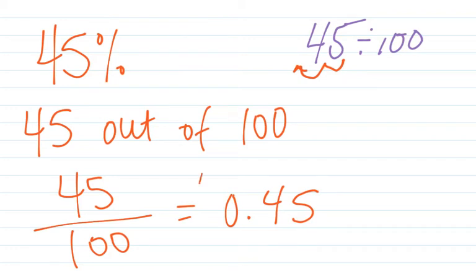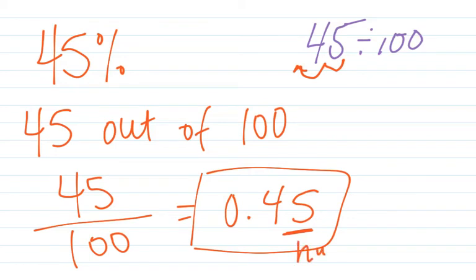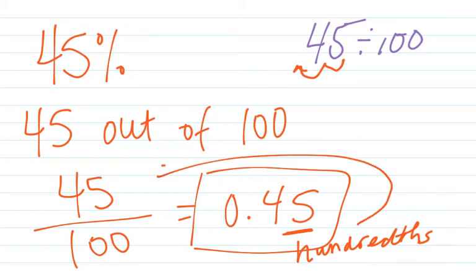When you read this decimal, this place value right here is your hundredths. So if I were to read this number properly, we tend to shorten it and say 0.45, but if I were to say this number properly, we would say it as 45 hundredths, which translates directly to that fractional form. So 45% is the same thing as 45 100ths, which is the same thing as 45 hundredths written as a decimal.